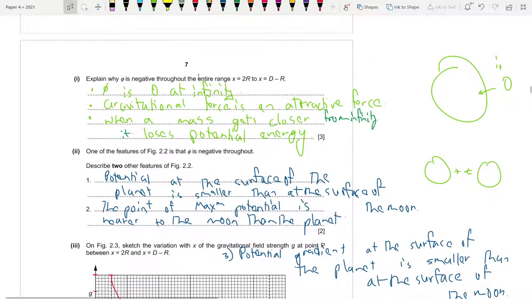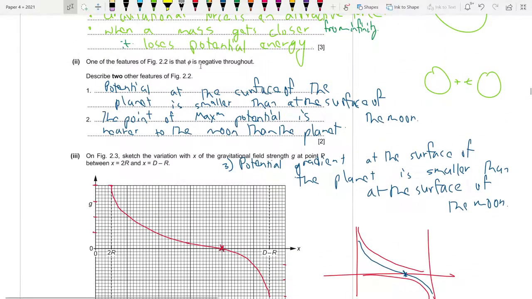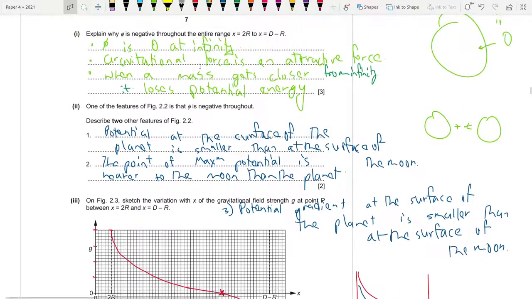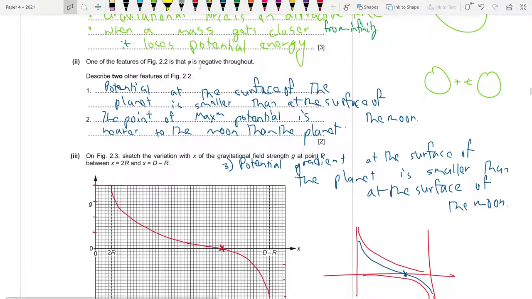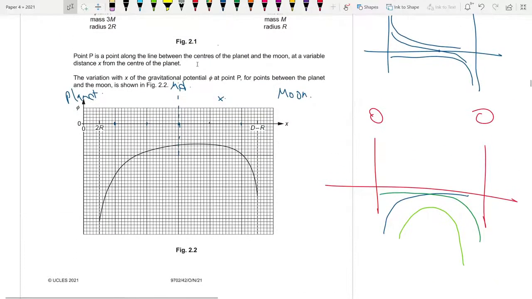One of the features of figure 2.2 is that phi is negative throughout. Describe two other features of figure 2.2. So there are 4 points in the mark scheme, it seems. We just want to describe this, okay? So the potential at the surface of the planet is smaller than the potential at the surface of the moon.